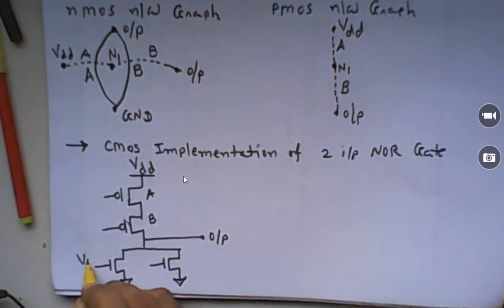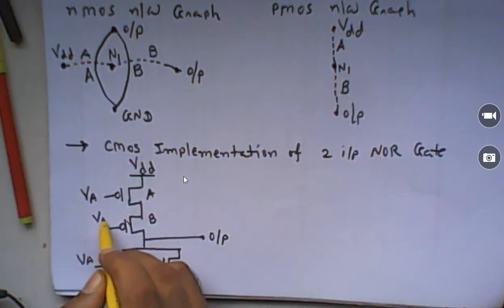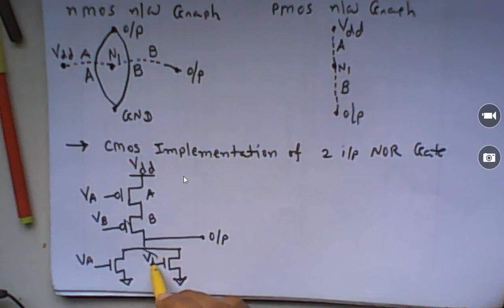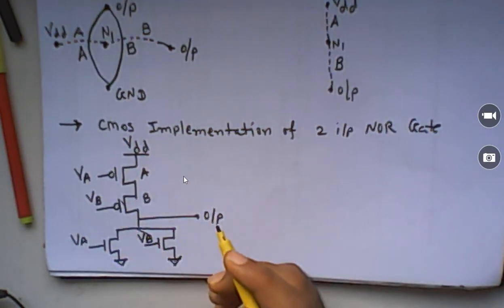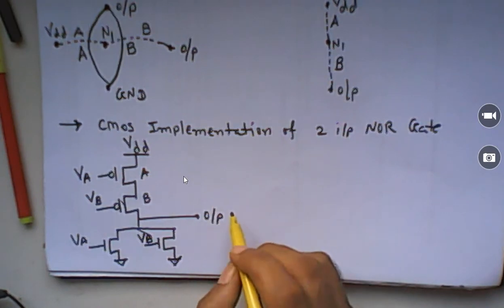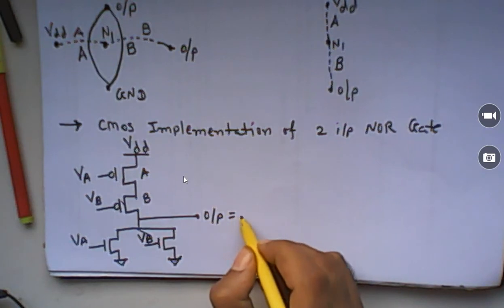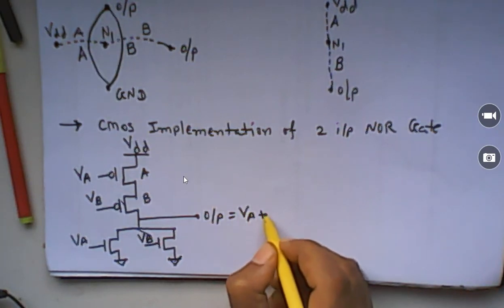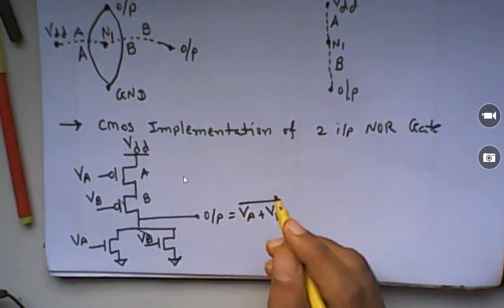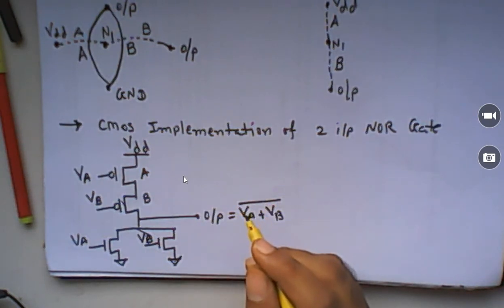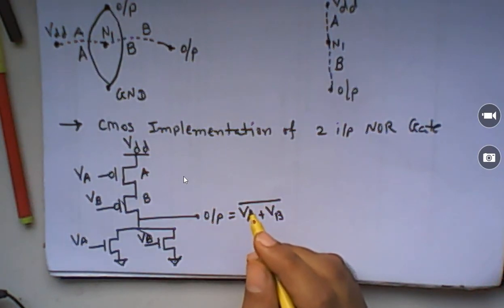So here our VA input, this is also our VA input, VB input, and here also VB input. Right? So this is the CMOS structure, the implementation of the two input NOR gate. We'll get the output VA plus VB bar, the two input NOR gate. So this is the structure implementation of the two input NOR gate using the CMOS inverter.